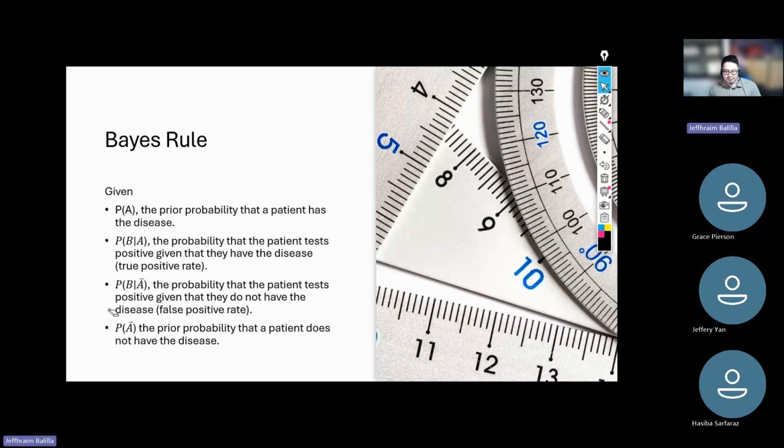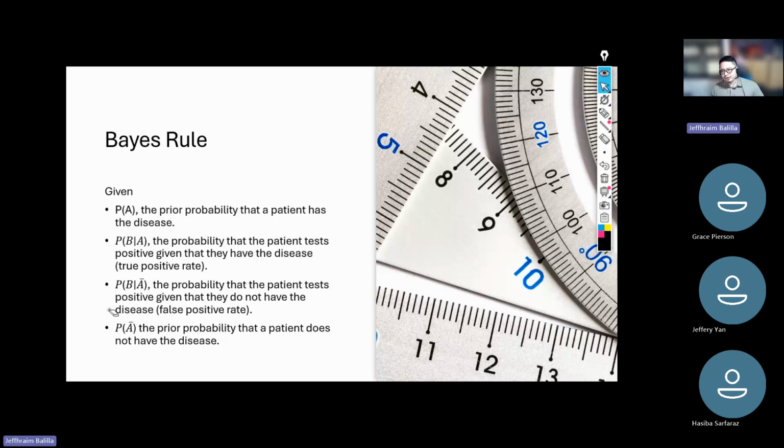Okay, so there should be a balance on the true positivity as well as this third one, which is the false positivity rate. The false positivity rate tells the probability that the patient tests positive, given that they do not have the disease. In this part we want it to be low, right? We want the false positivity rate to be as low as possible. Again, the probability that the patient tests positive, given that they do not have the disease.